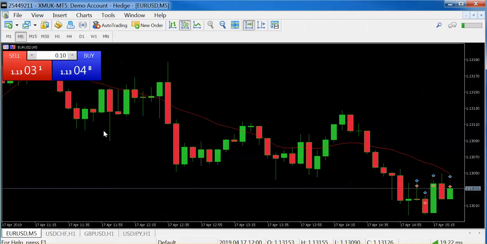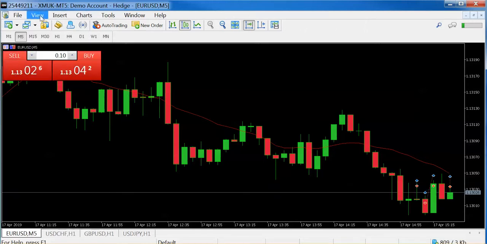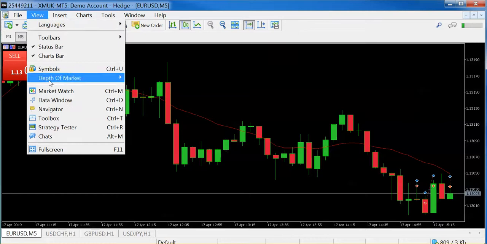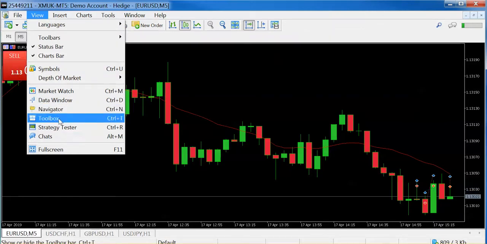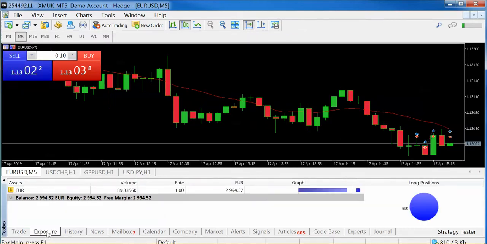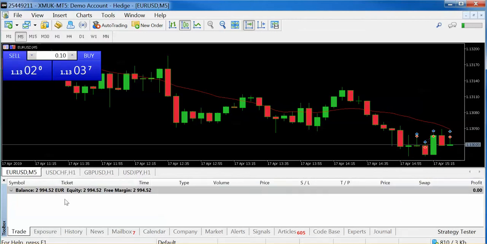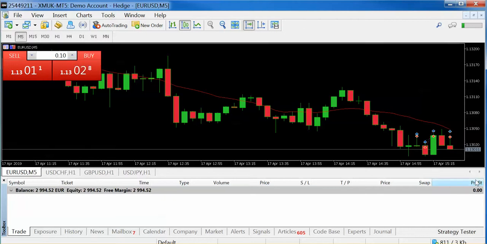So that trade is now gone, but I want to see my trade when I'm trading. So what we do, we go to view, click on view, and we go to toolbox. We click on toolbox, and down here is now changed, and we can see this fella that says trade. Now if we click on exposure, that tells us how much equity we have, how much balance we have, and all sorts of stuff. But if we click on trade, we will see how much profit we're making. You can see profit there.